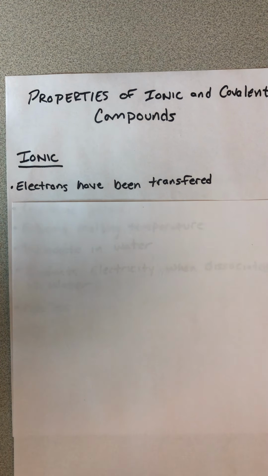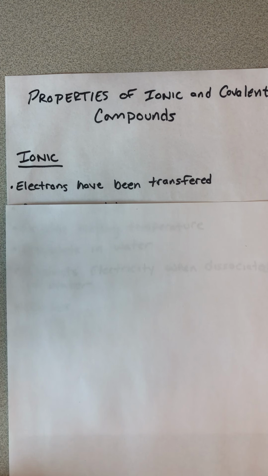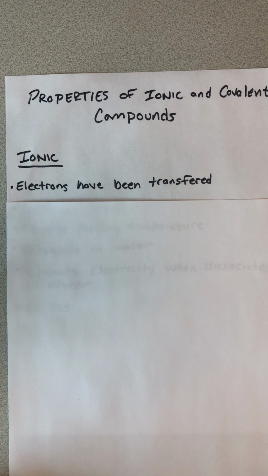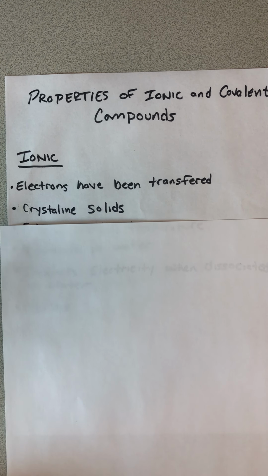So we know that just due to the way that these things bond, the electrons have been transferred from one atom to another, and those electrons, they're never coming home. They have been transferred for good, and that makes a very, very strong bond. They exist as crystalline solids, all right?